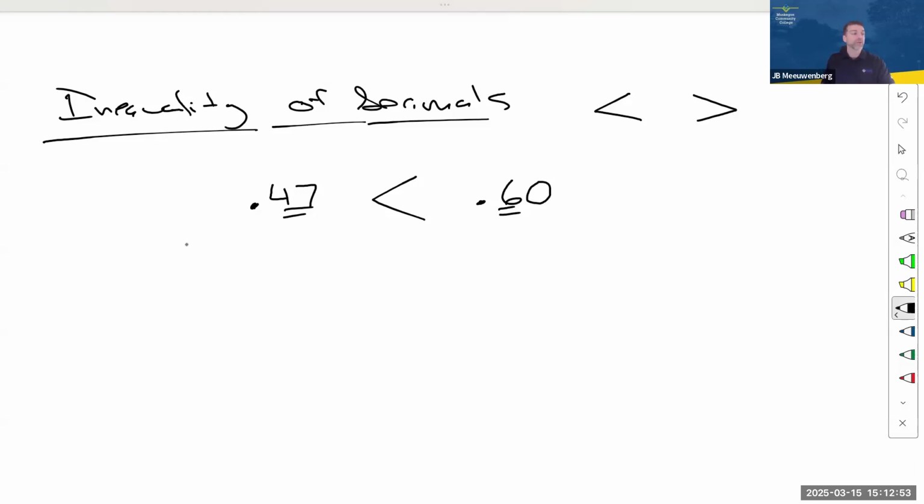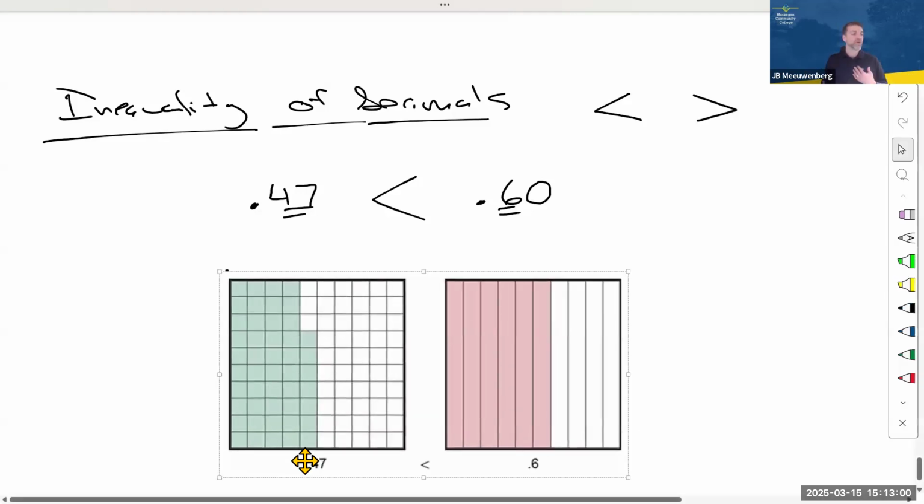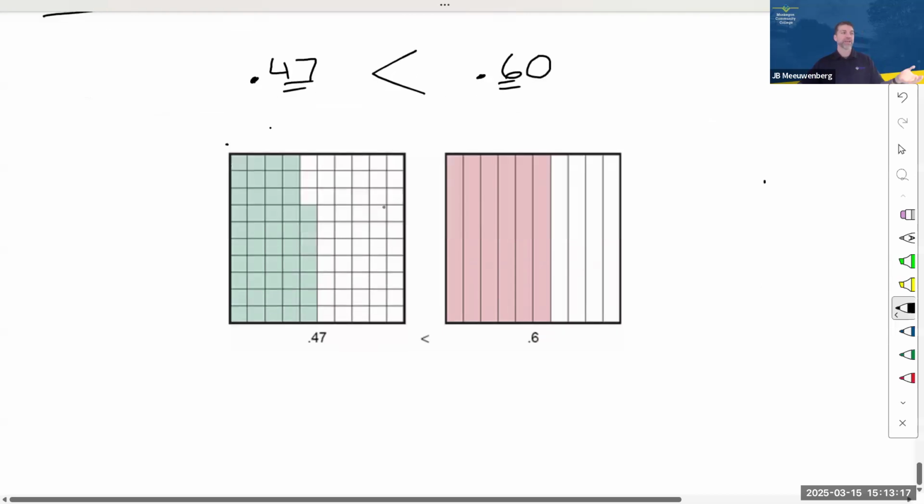Another great way to illustrate the inequality of decimals is with our decimal squares. You can see it right here. 0.47, 47 hundredths. If we fill it in, looks like this. 6/10 looks like this. Notice they're divided up into different segments, and so we're doing a different amount of shading. So we can see that just by looking at the shading, the 6/10 is obviously much bigger, takes up much more of the square than 47 hundredths.